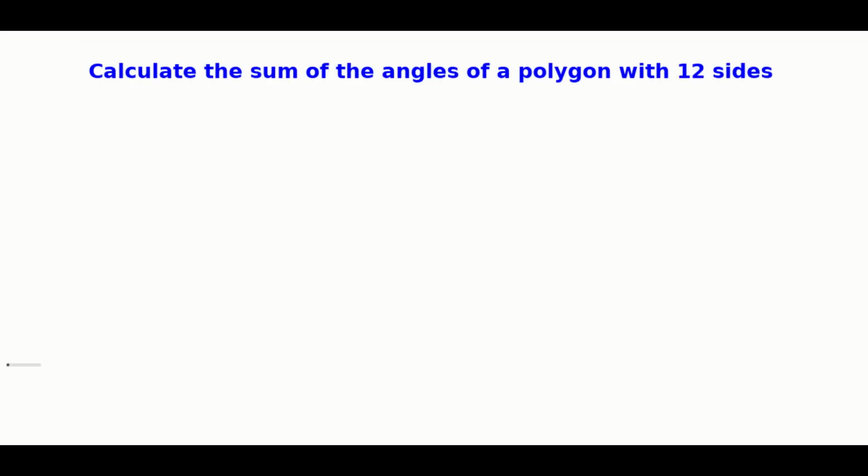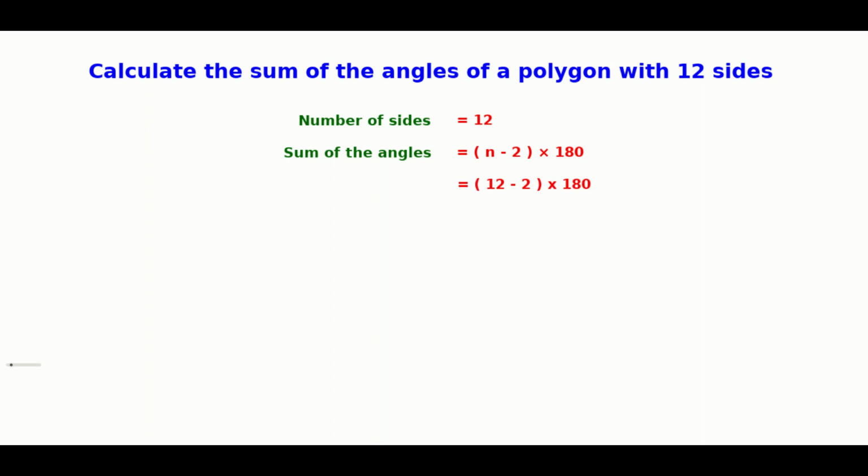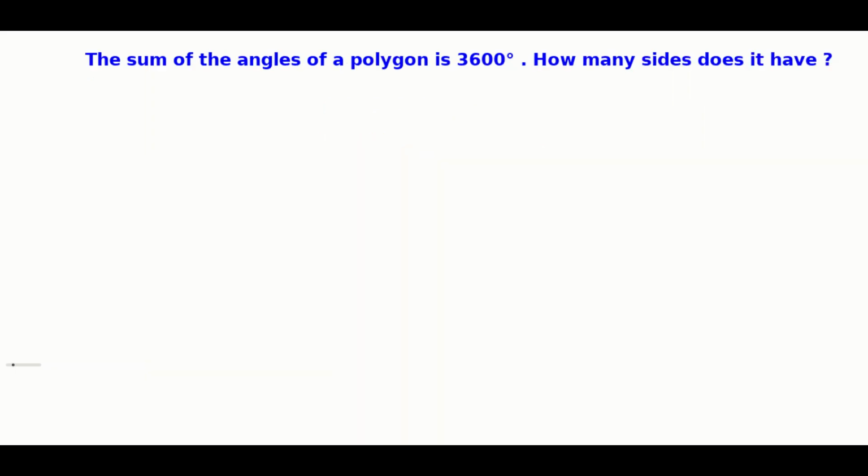Calculate the sum of the angles of a polygon with 12 sides. Here the number of sides is 12 and the sum of the angles is equal to (n minus 2) into 180, where n is the number of sides. Here you have the number of sides 12. Substituting, we have (12 minus 2) into 180, that is equal to 10 into 180, and the product is 1800 degrees.